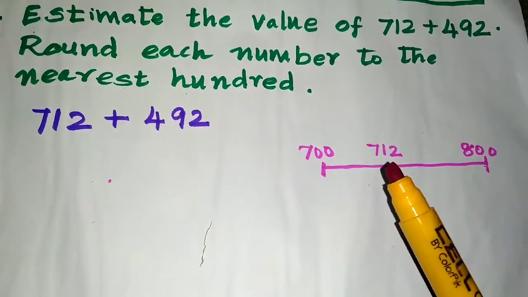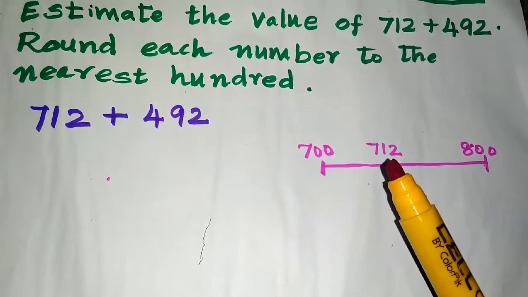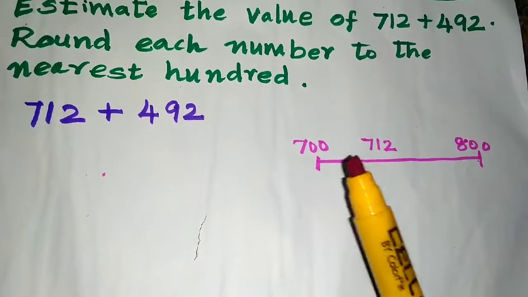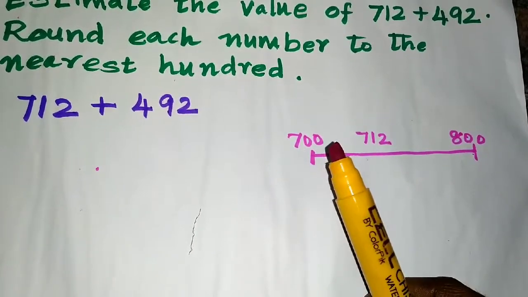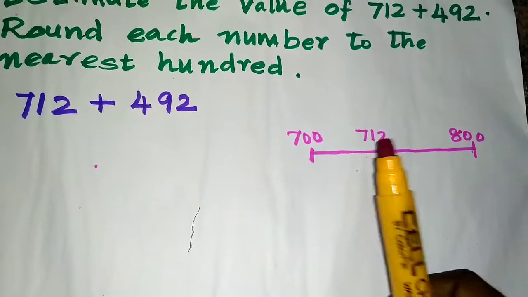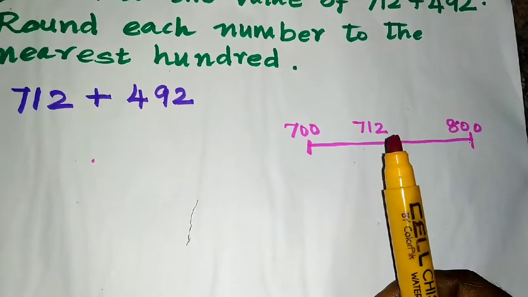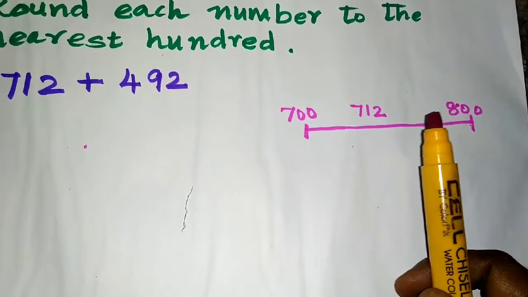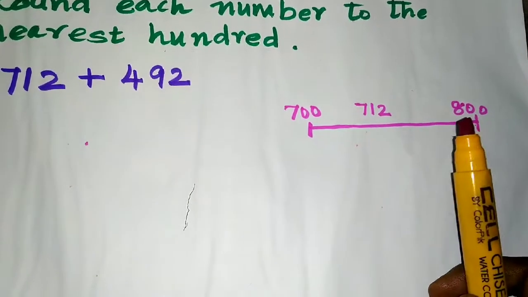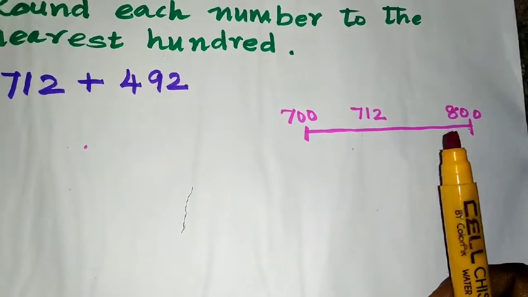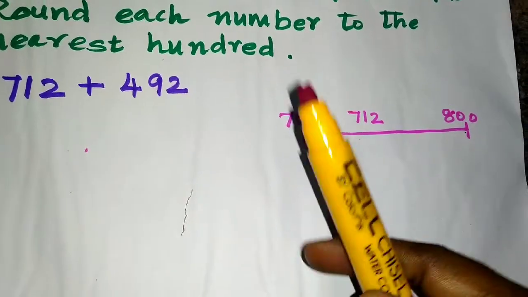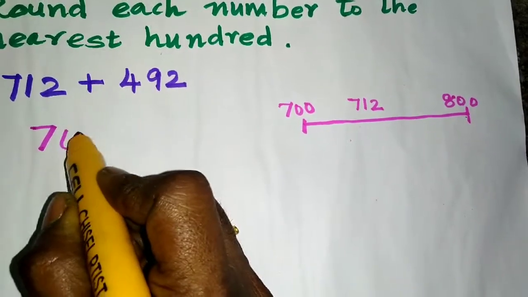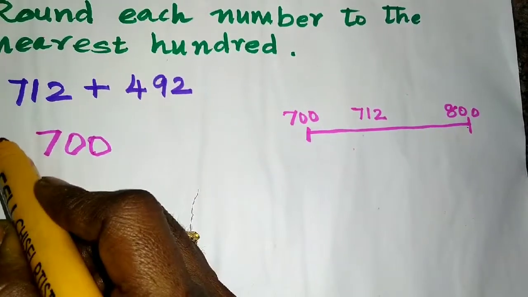Here, which number is nearest to 712, 700 or 800? To find this, use skip counting. Start from 700, 700, 710, 720. So, 712 is nearest to 700. After 712 also you have to check it using skip counting. After 712, 720, 730, 740. So, it reaches 800 after several countings. So which is nearest here? 700 is nearest. Are you clear? In this way you have to find the nearest 100 value.